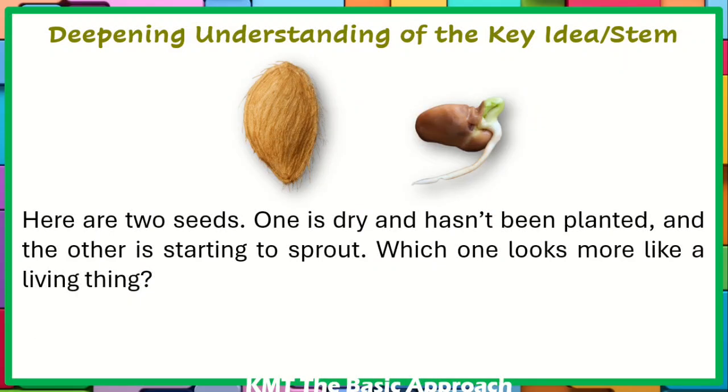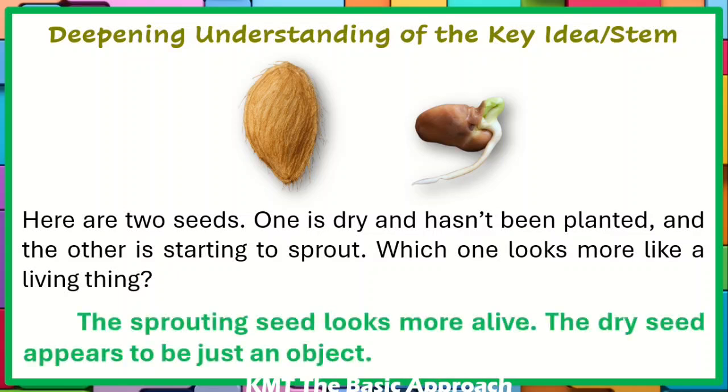Here are two seeds. One is dry and has not been planted, and the other is starting to sprout. Which one looks more like a living thing? Good job! The sprouting seed looks more alive. The dry seed appears to be just an object.